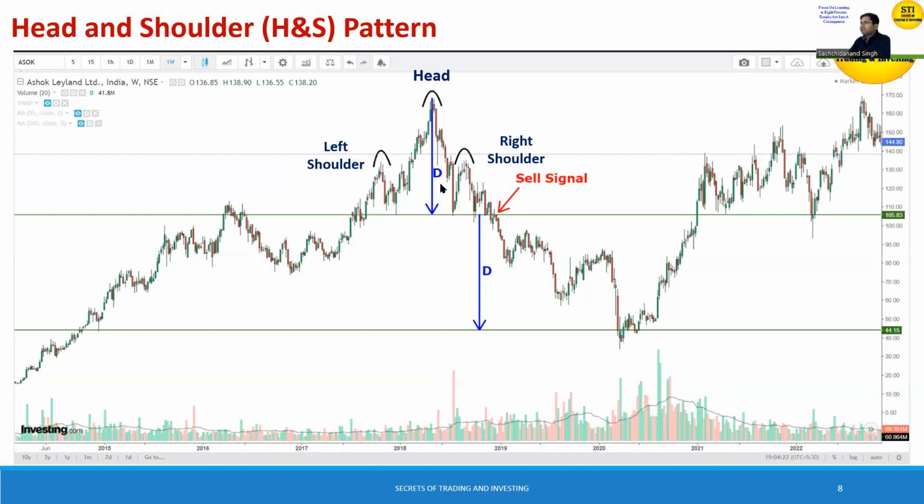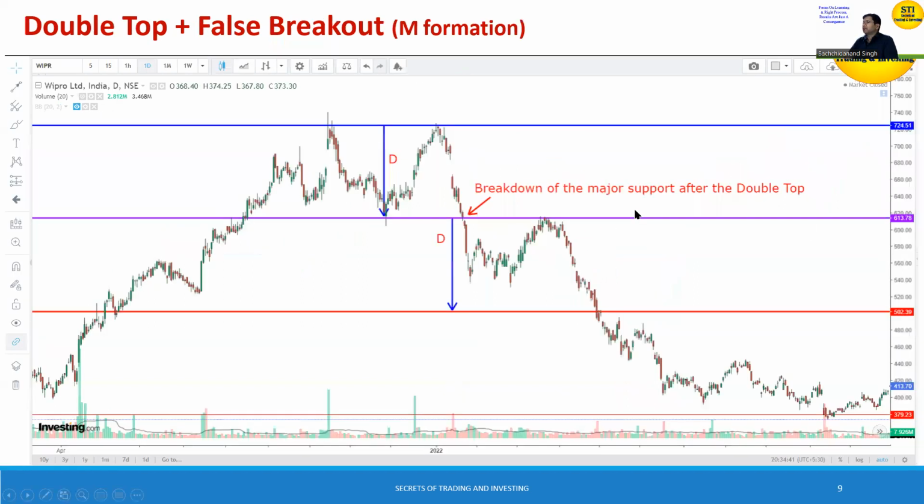So if somebody missed trading before this price point, they can consider entering here after a confirmed breaking down of this price point. If you look here, it did a false breakdown, and again price moved up, and once more it broke. So let me show you the real chart, the Ashok Leyland chart. It will be more clear.